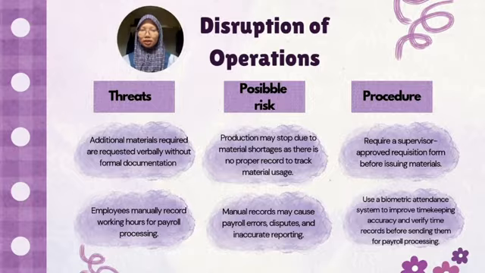In summary, by identifying these threats and implementing the right control procedures, PrimeCan Industries can safeguard its production cycles, minimize disruptions, and maintain the integrity of its operations.